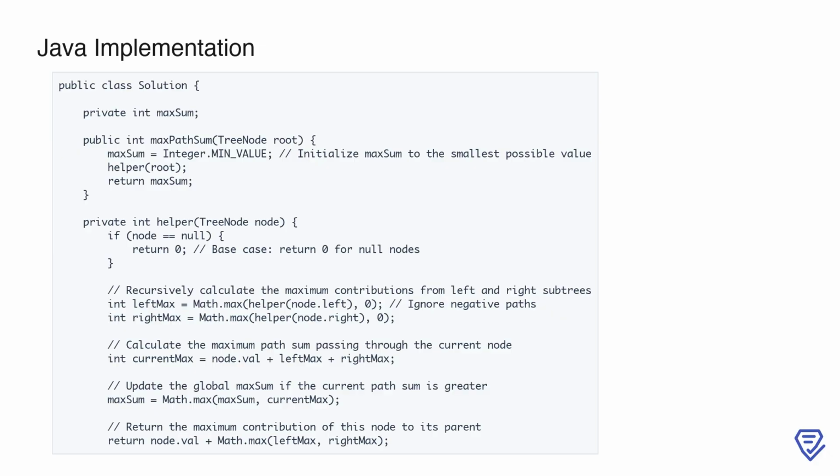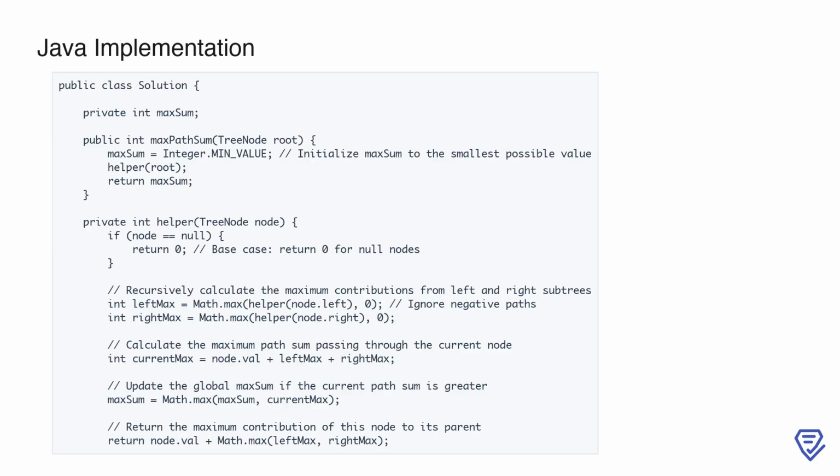Inside the helper function, we first handle the base case. If the node is null, we return 0 since a null node cannot contribute to the path sum. Next, we recursively calculate the maximum contributions from the left and right subtrees. To avoid including negative paths, we use Math.max to compare the result of the recursive call with 0, effectively ignoring any subtree paths that reduce the total path sum. Finally, we calculate the path sum that passes through the current node by adding the node's value to the contributions from both left and right subtrees. If this current path sum is greater than our global maxSum, we update maxSum accordingly.